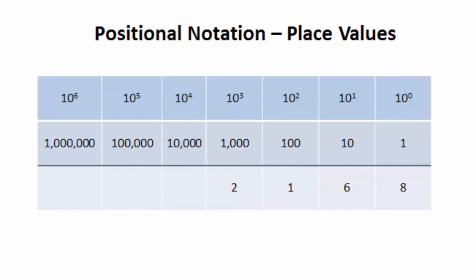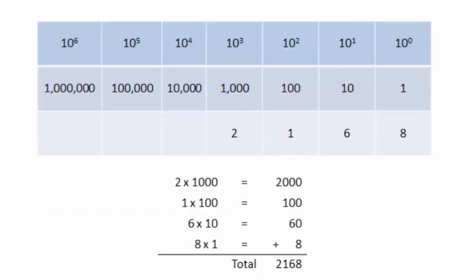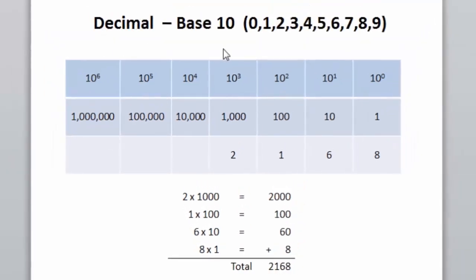If we look at the number 2,168 in long form, we can see that effectively we have 2 1,000s, 1 100, 6 tens, and 8 ones. And 2,000 plus 100 plus 60 plus 8 totals 2,168. This is the type of counting and addition that we learn as children. The decimal system is base 10.